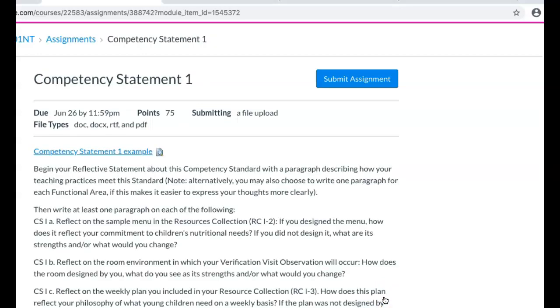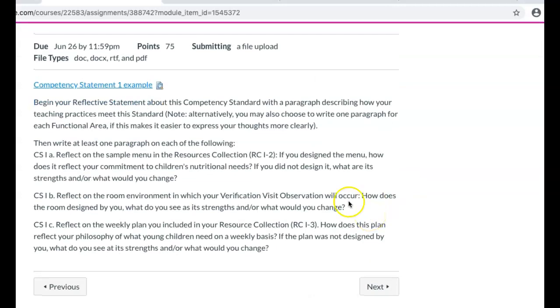Then we're going to be moving on to competency statement 1. So the first SLO, the first competency, is really looking at creating a safe, healthy learning environment. And so the question is how do you do that? So you have an initial paragraph where you talk about practices. You can look in your competency books to give specific examples. And then you're going to go back and reflect on the different things that you have submitted.